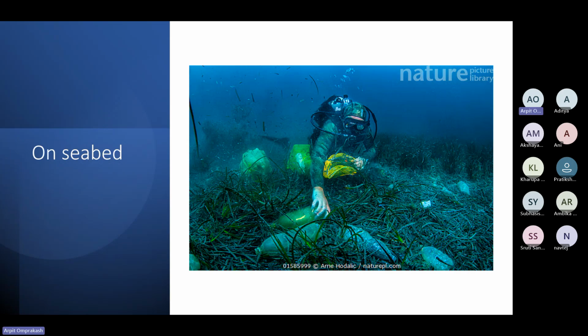Then plastic is also found on the seabed, where most of the plastic that is found in the ocean is deposited. And one major culprit of plastic on the seabed is nets that have been cut off, so ghost nets and stuff like that.